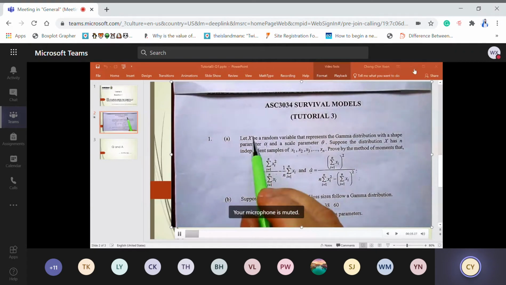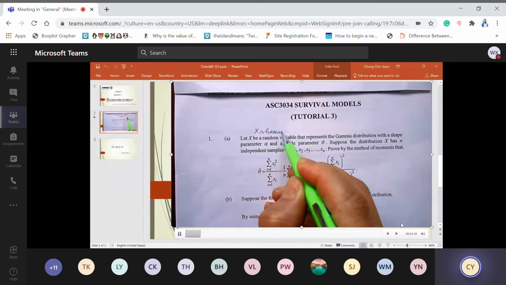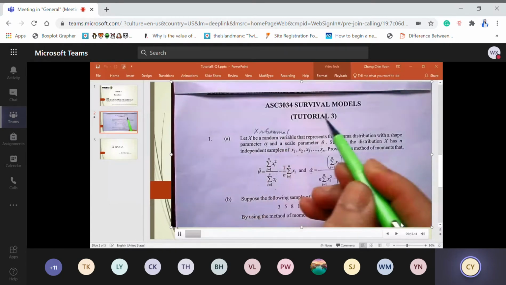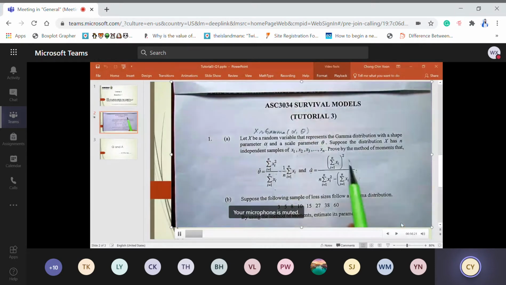So, given that x is gamma distributed with the parameters alpha and theta, if the distribution x has independent samples x1 until xn, we try to use these samples to estimate theta and alpha as well.